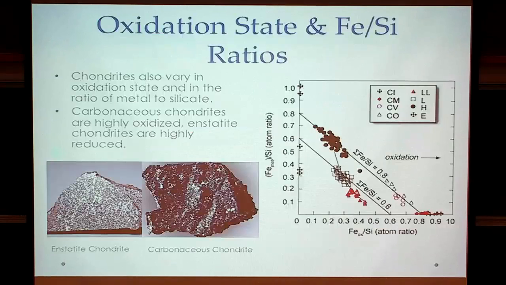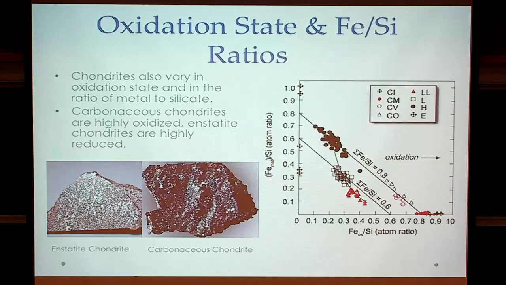A couple of other ways in which the composition of the dust varied, and that is the oxidation state. Among chondrites, we can go from things like enstatite chondrites, in which the iron is basically completely reduced to metal, to carbonaceous chondrites, in which the iron is completely oxidized. And this is called a Urey diagram. It was Harold Urey who first began classifying meteorites this way.